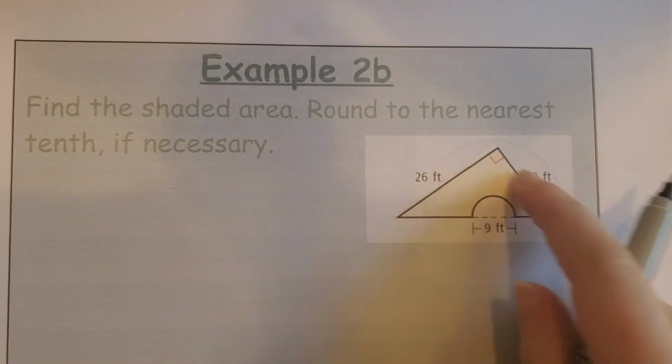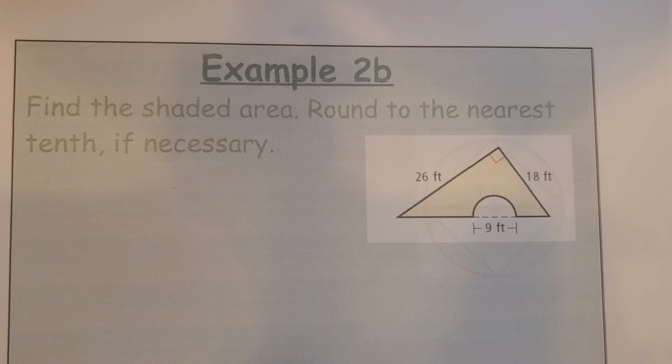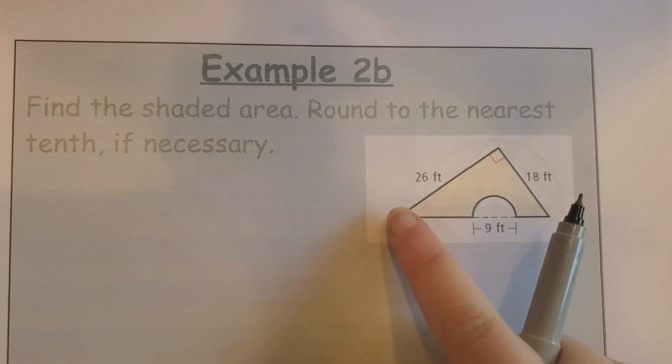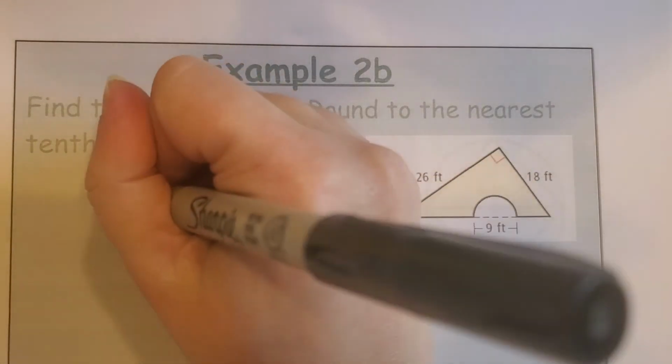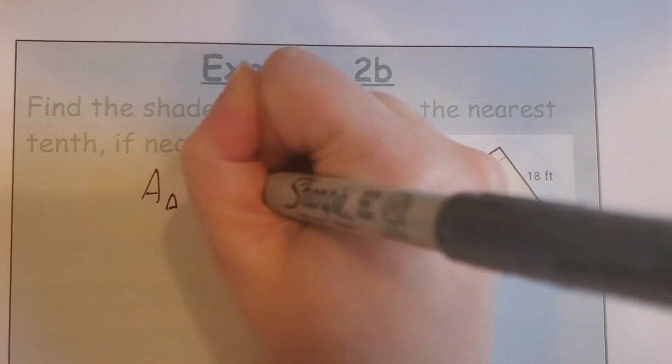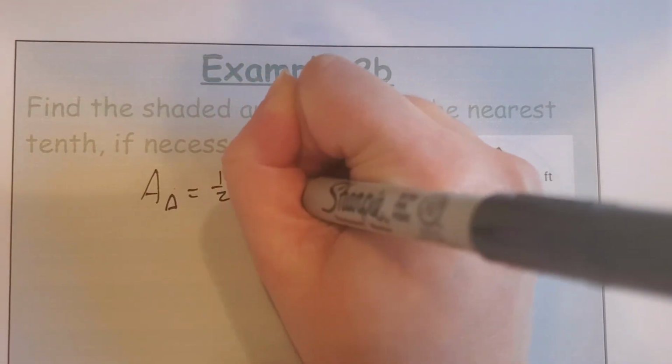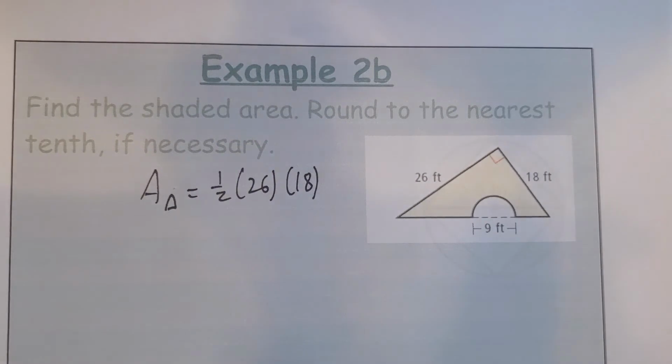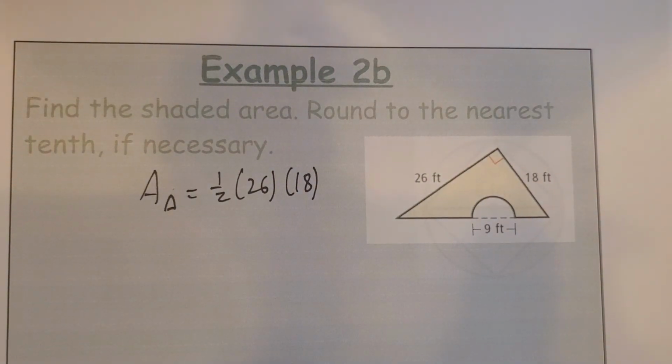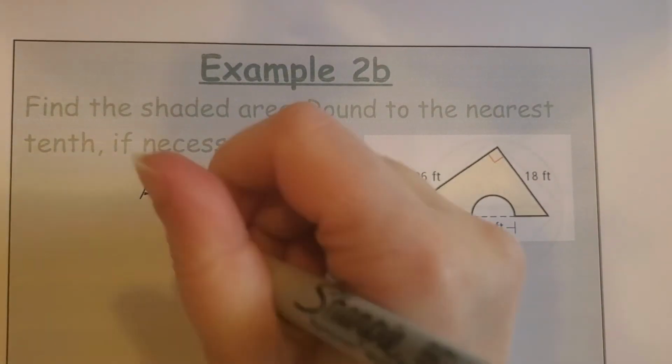So this is a right triangle, so the actual measurements that we need are pretty much given to us, the 26 and the 18. So the area of the triangle is 1/2 times 26 times 18, which is 234.